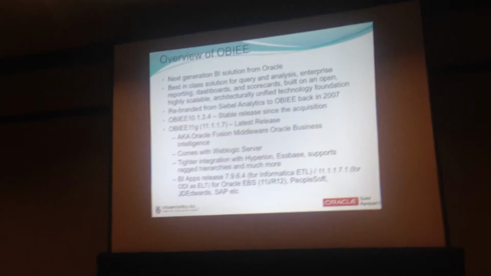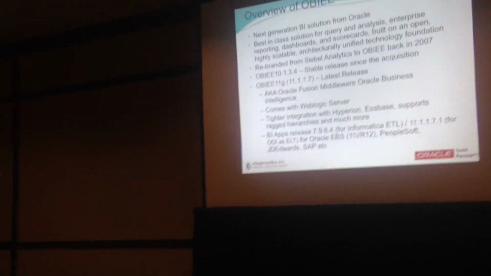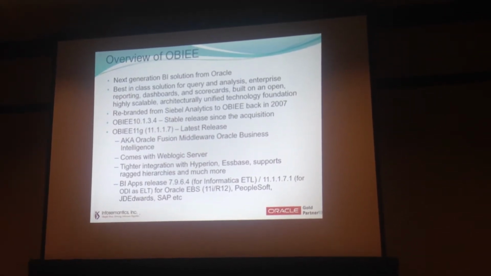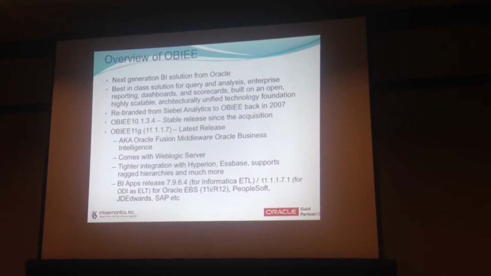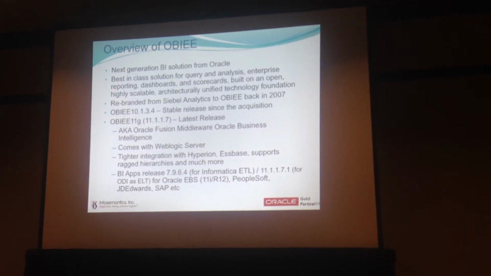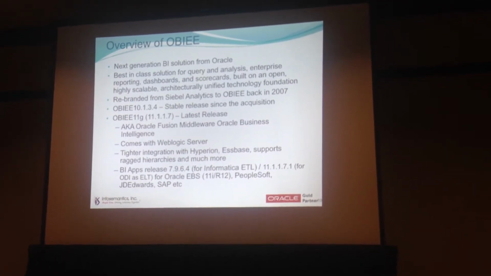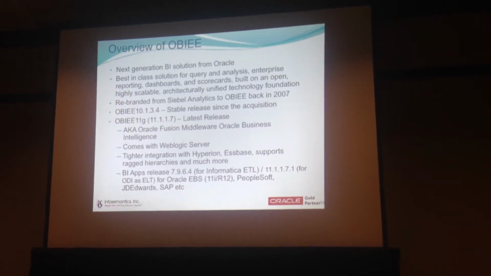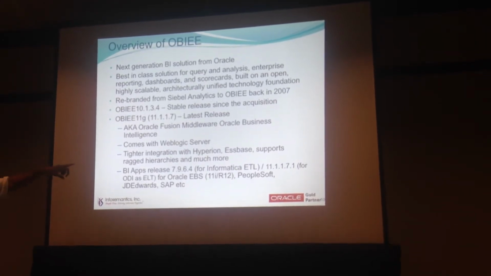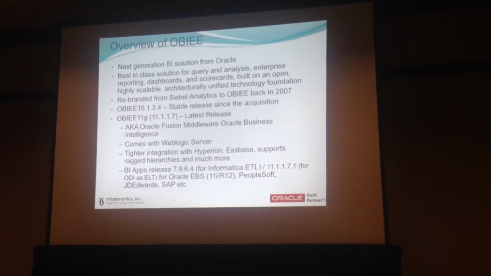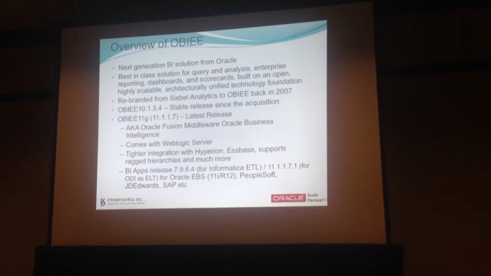After that, there was a complete architecture change. If you look at OBIEE 10.1.3.4 and 11g, the latest version being 11.1.1.7, the architecture from 10g to 11g is a complete change. 11g has WebLogic, and security is integrated with WebLogic and so on. It comes with WebLogic server, and is also very well integrated with Hyperion. So if you have to do any reporting from Hyperion, you can use 11g directly.